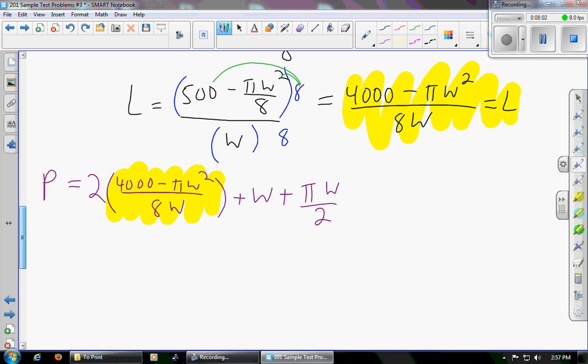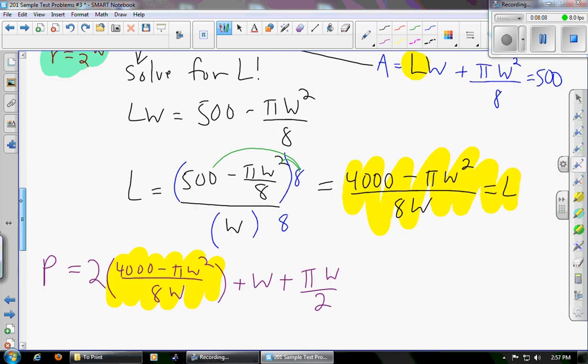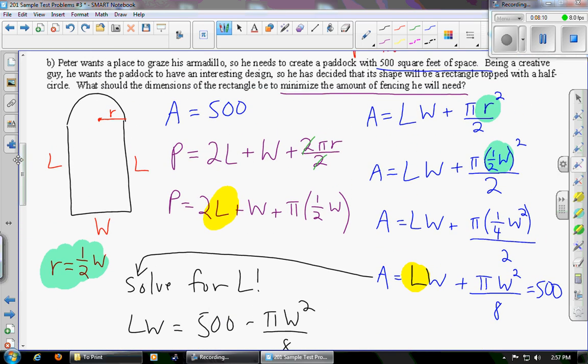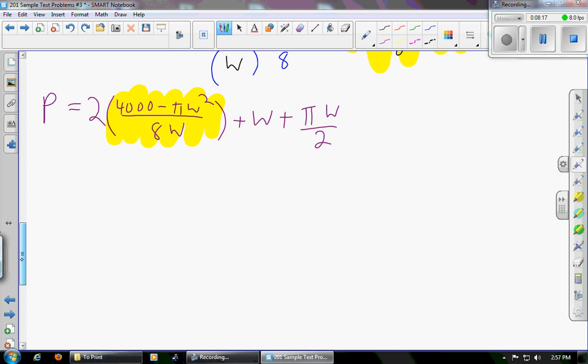Okay, so it took a long time, but we finally have an equation for perimeter that has only one variable on the right-hand side. Compare that to where we started. The top purple equation on the right-hand side has L and W and R. We did a lot of work. Now on the right-hand side, it's only W. So we finally have an equation we can differentiate. Before we do, we're going to spend a minute just cleaning it up a little bit.